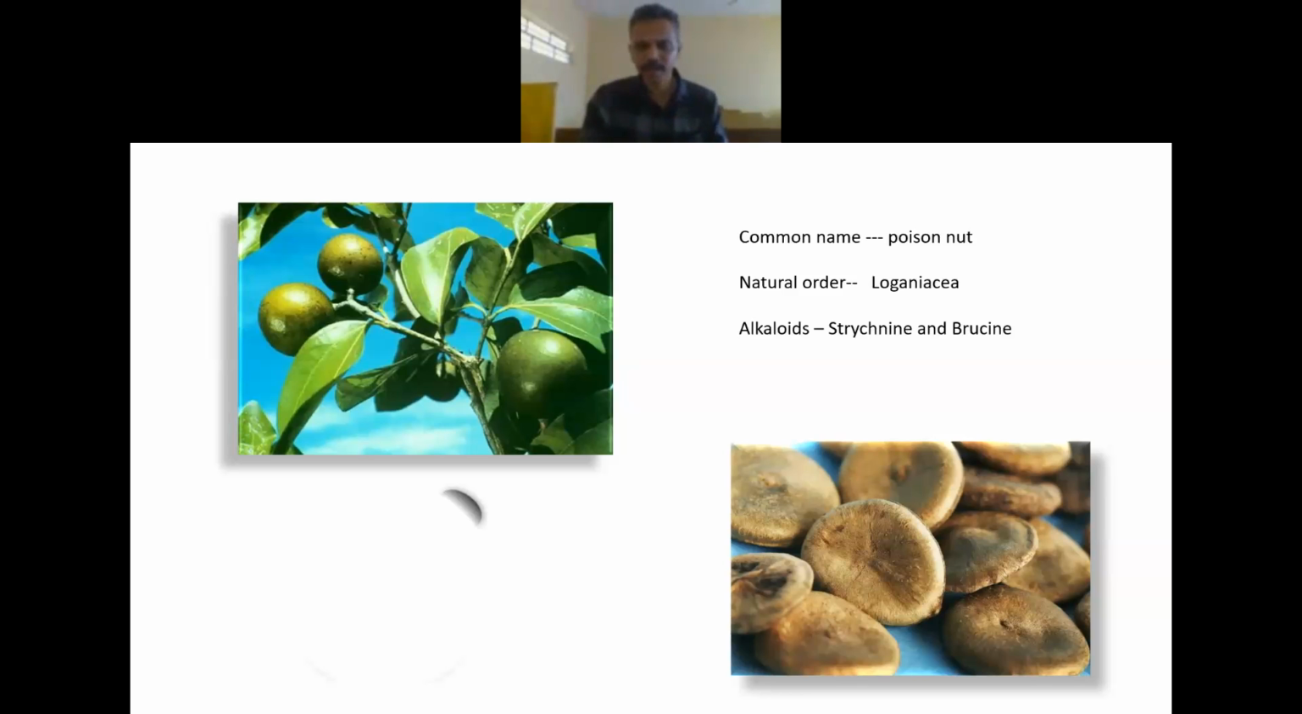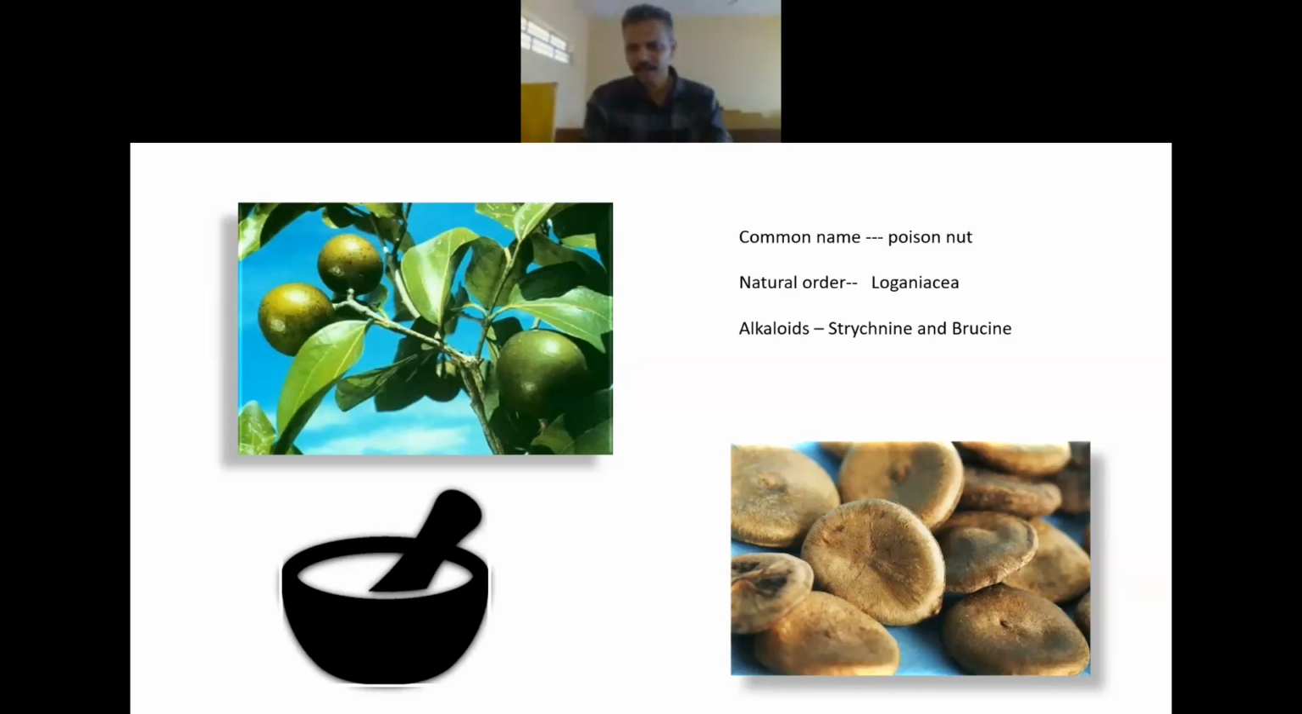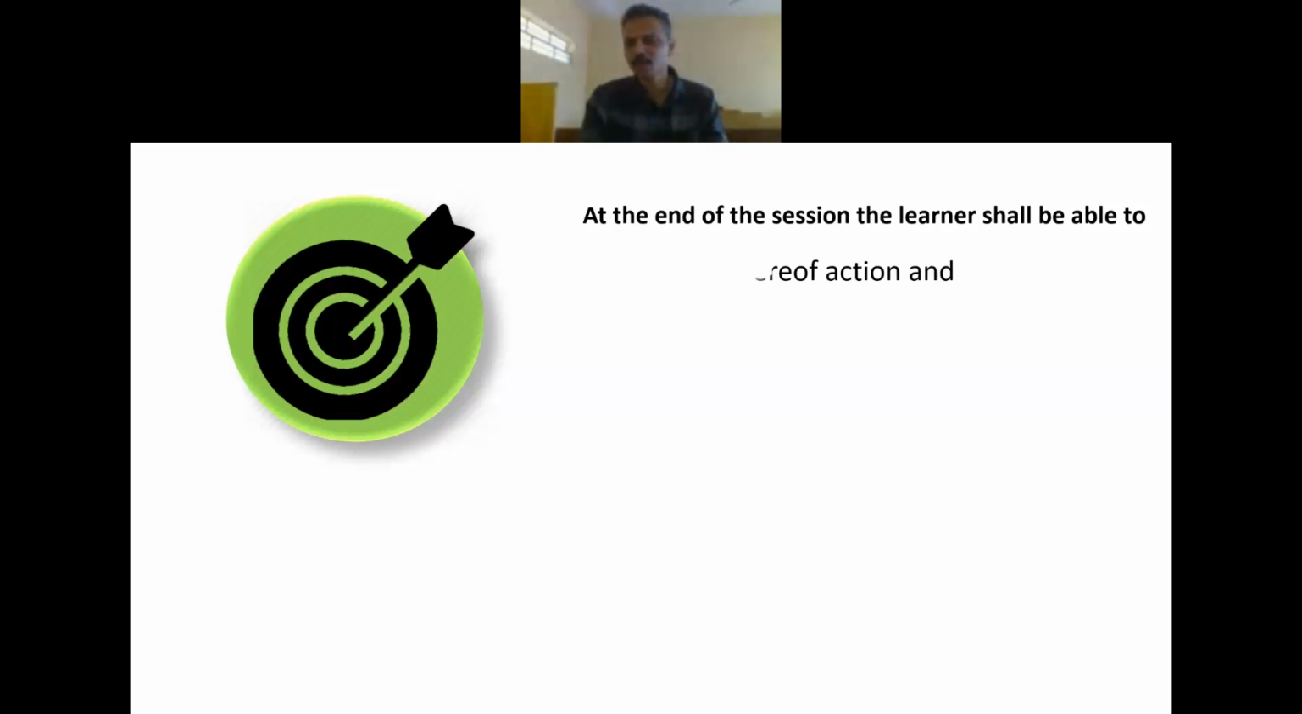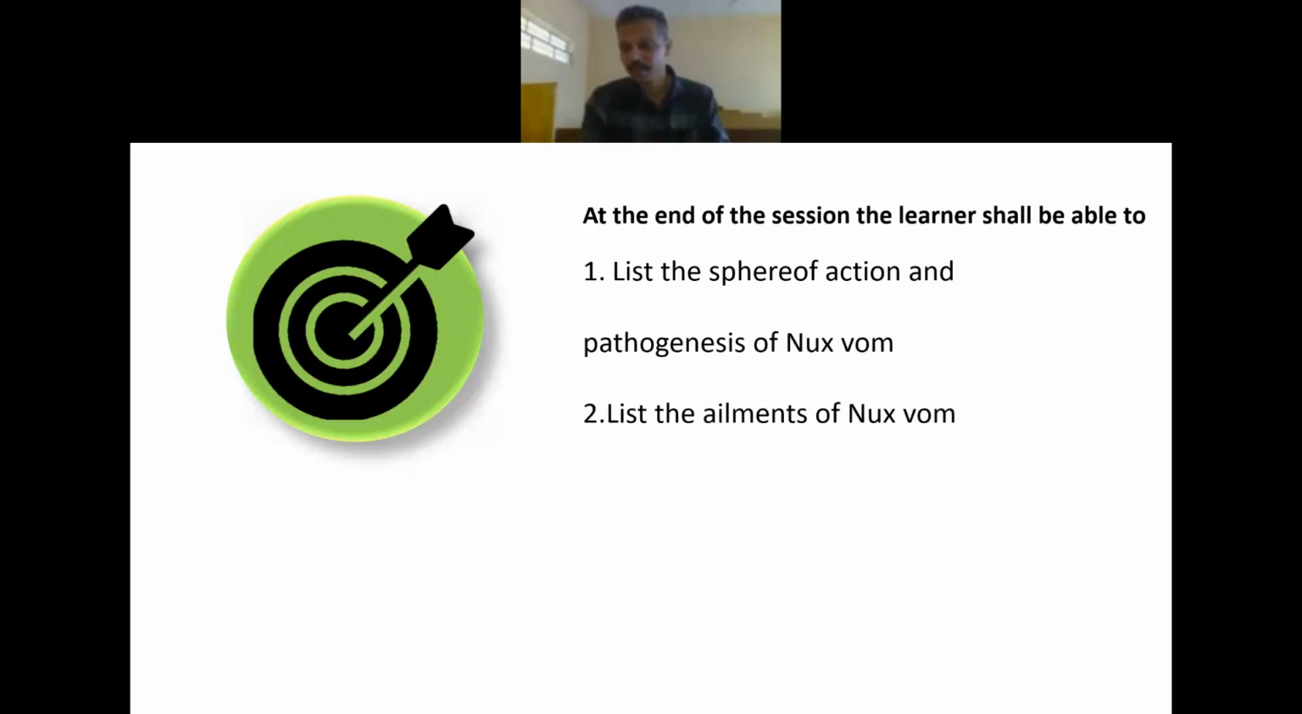Now, how do we prepare? This entire slide is dedicated to the pharmacy part, okay? And it is prepared by the process of trituration, which you have all done in your first year. Now, what are the aims and objectives for today's class? What exactly I am going to do in the next 40 minutes? So, at the end of the session, the learner shall be able to list the sphere of action of Nux vomica, list the pathogenesis of Nux vomica.